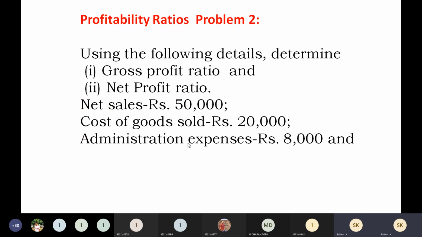Administrative expenses are given directly as 8,000, and taxes are 10% on net profit. Okay, so this is of no use here. We are not going to use this, because only after getting net profit are taxes paid. So you need not use the taxes in calculating the gross profit ratio and net profit ratio.